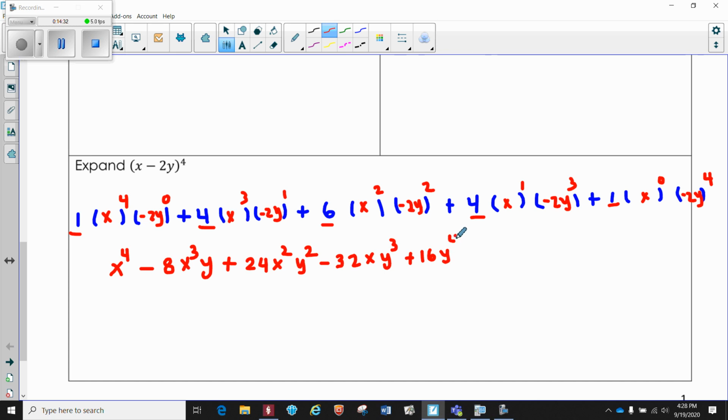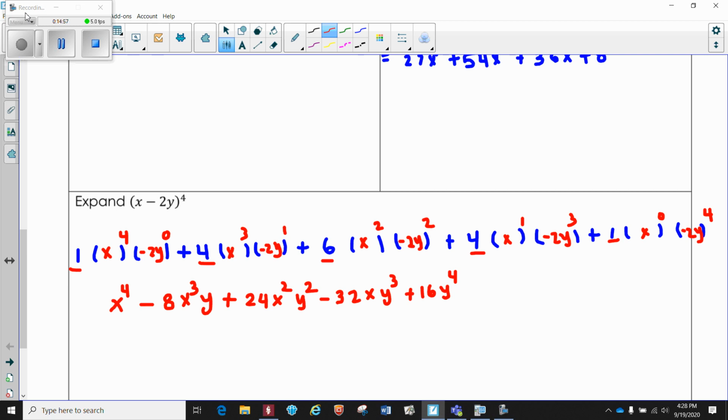Okay, so basically that is all. That's the answer. Okay, x to the fourth, we've simplified everything. You see x cubed, x to the fourth, x cubed, x squared, x, and no x, and then no y, y squared, y cubed, y to the fourth. One is increasing, the other is decreasing. That is a pattern there. So that's your first page. Okay, so hopefully this makes sense.